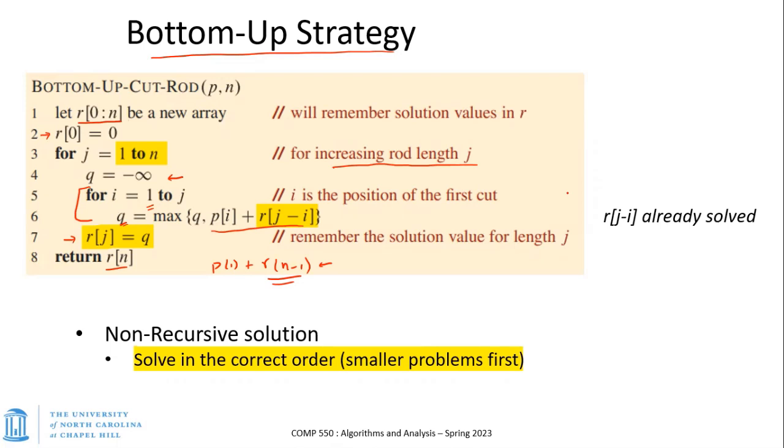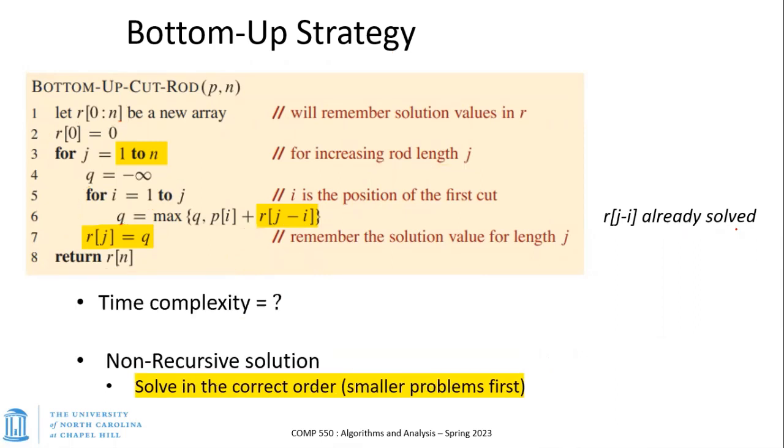This is simply saving all the data into the table, so that's still memoization. What is important is that you make sure you're solving it in the right order. If you're going bottom up, then your solution comprises smaller solutions. So r sub j minus i is a smaller problem which has already been solved. That's something that you need to be wary of.